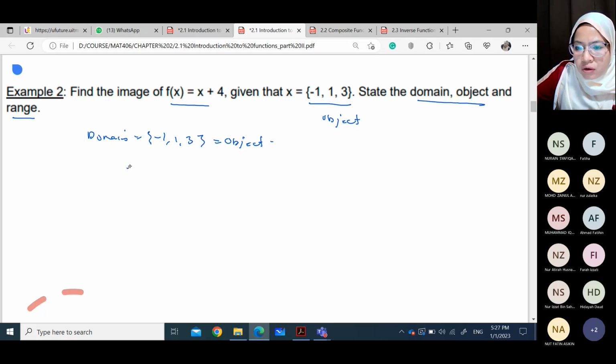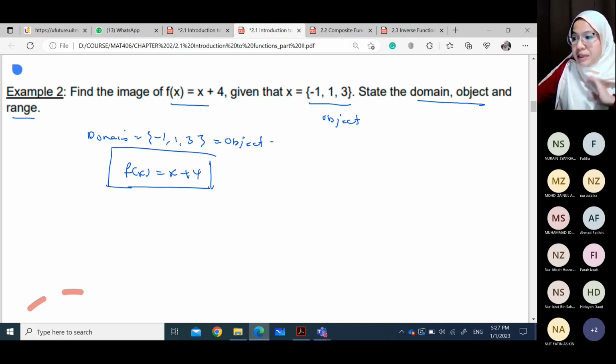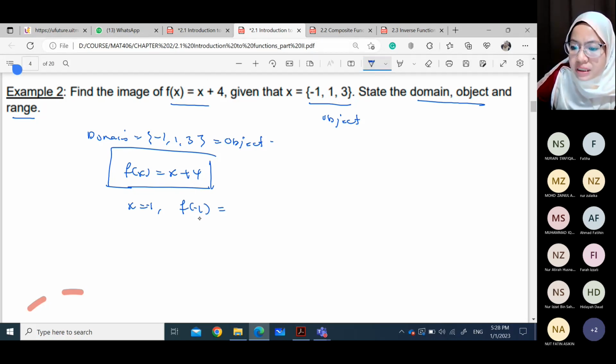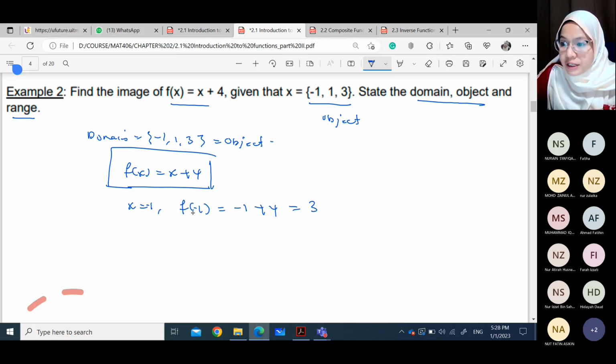Okay, so this is our function: f(x) is x plus 4. Alright, so now we want to find the range, or image. We start with x equals negative 1. We insert the value negative 1 into this function. So here we have f at negative 1, which is equivalent to negative 1 plus 4. We evaluate, and here we have 3. So 3 is the image for this object.